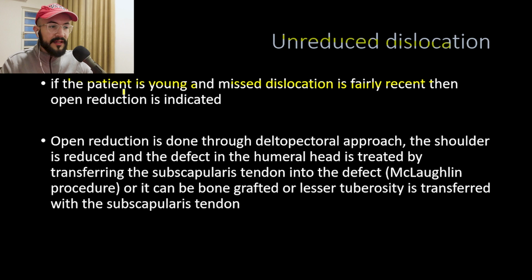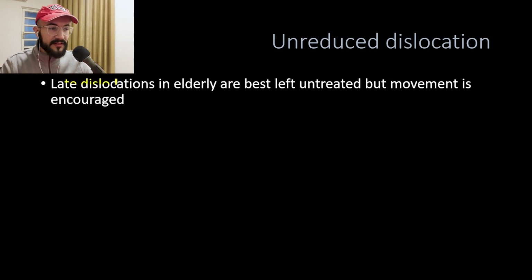Now regarding the treatment of the unreduced dislocation, if the patient is young and the missed dislocation is fairly recent, then open reduction is indicated, and the open reduction is done through the deltopectoral approach. The shoulder is reduced and the defect in the humeral head is treated by transferring the subscapularis tendon into the defect, and that is the McLaughlin procedure, or it can be bone grafted, or the lesser tuberosity is transferred with the subscapularis tendon if the defect was large. And late dislocation in the elderly is best left untreated, but movement is encouraged.